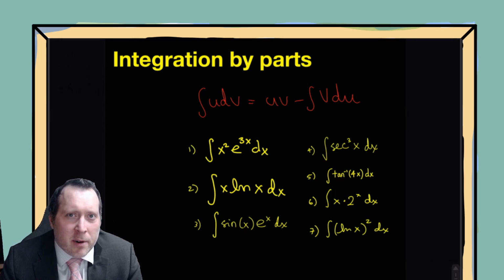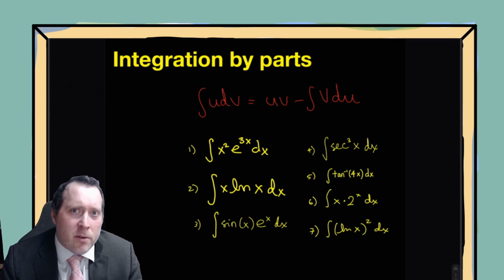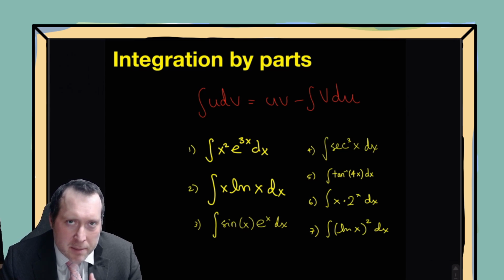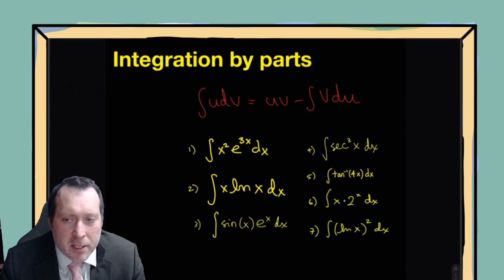But essentially with by parts, what you're trying to do is to use the formula that you see in red on the board and pick u and dv in such a way that it makes the problem simpler than when you started, and as you repeat this process you wind up whittling down that integral into something that's manageable.